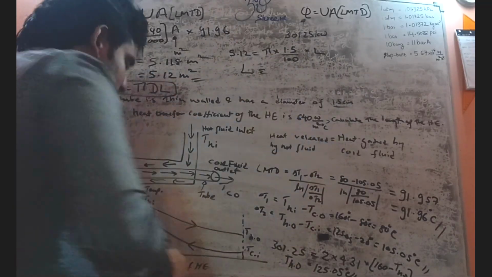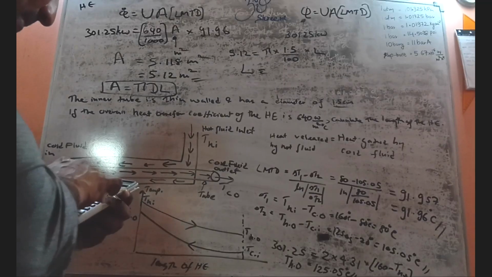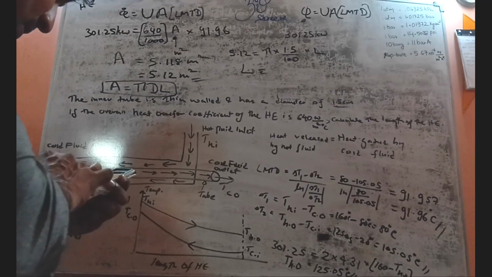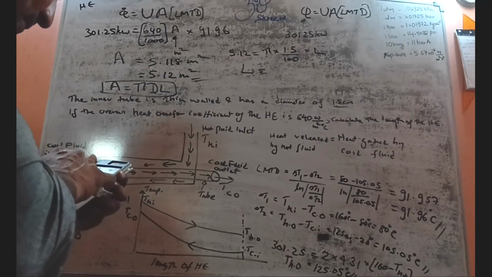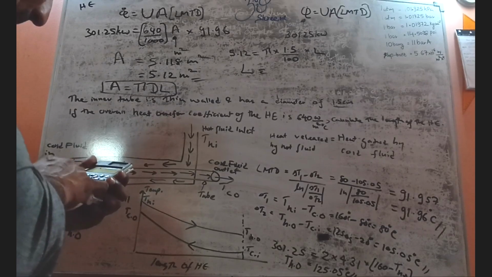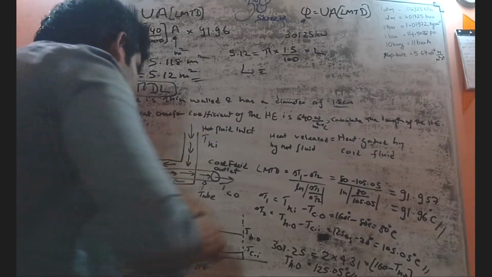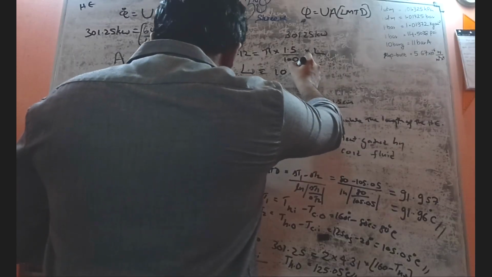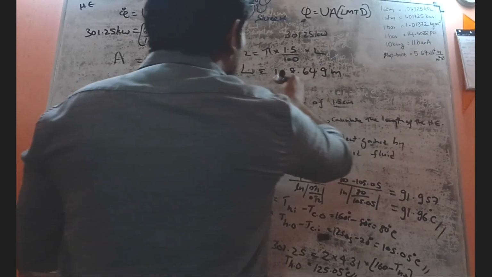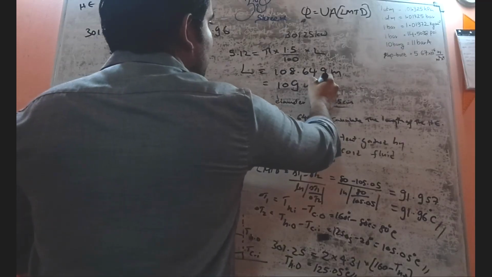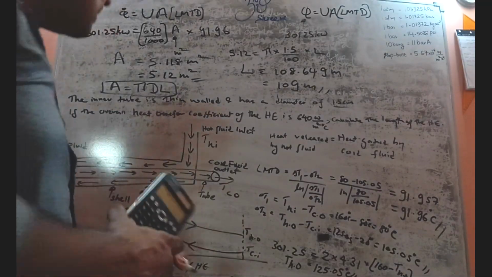So what is the value of L? 5.12 divided by pi times 1.5 over 100. I'm getting the length as 108.649 meters. So you can call it 109 meters, or if you want, you can even keep it like that, it's okay.